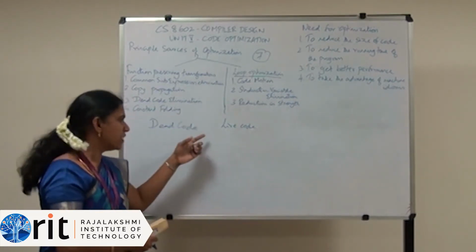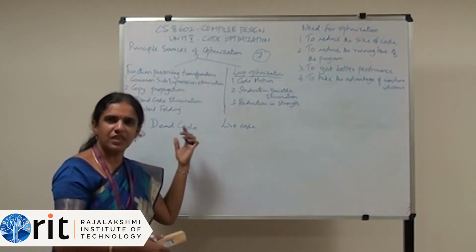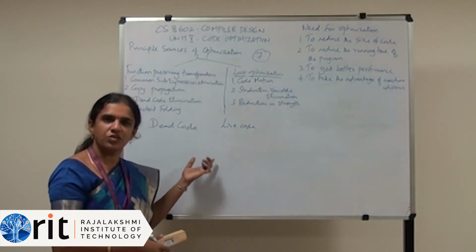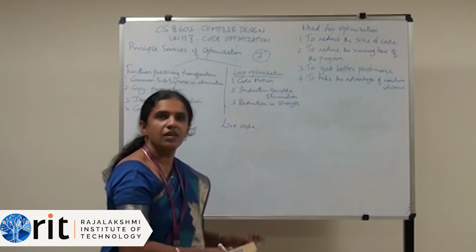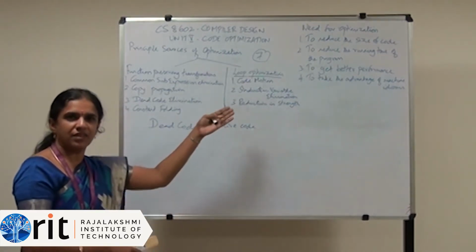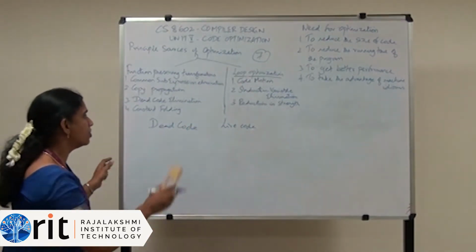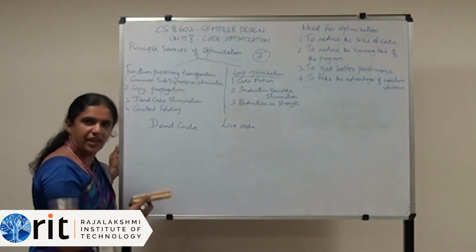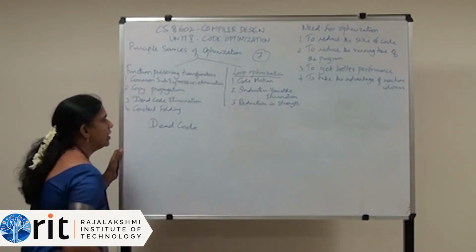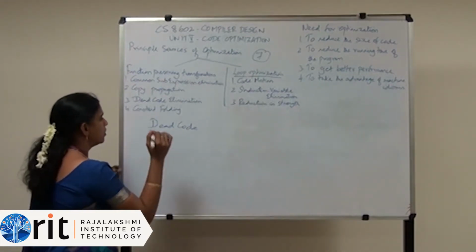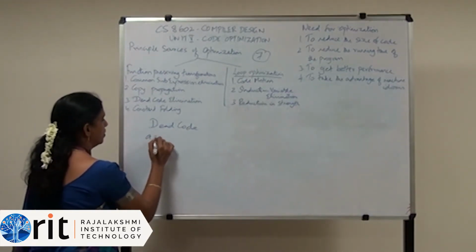Once the memory is allocated, obviously the execution time will increase, so the speed will decrease. But the ultimate thing is we have to reduce the running time of the program. That is the technique behind optimization. So in case we find any dead code, we have to eliminate it. Let us see one example for this dead code elimination.